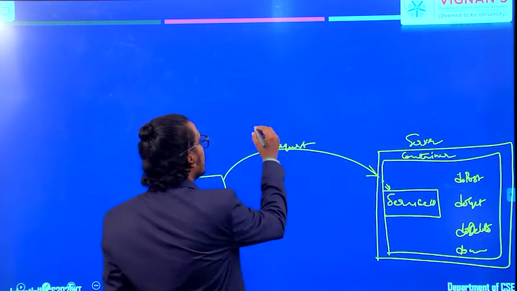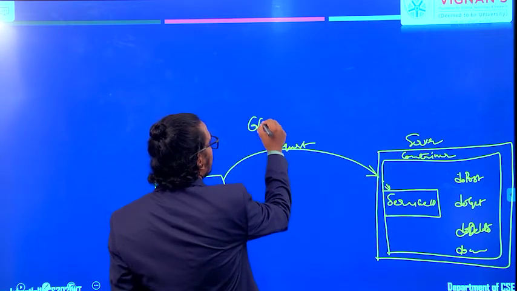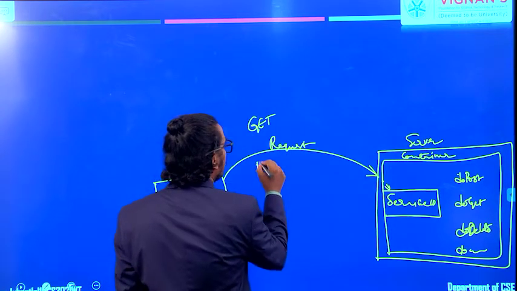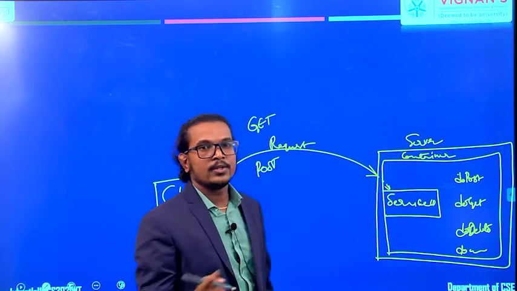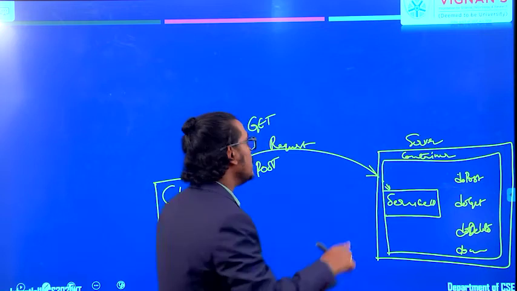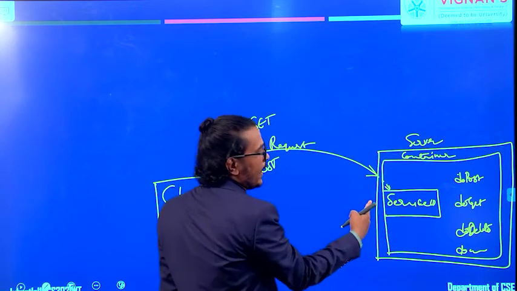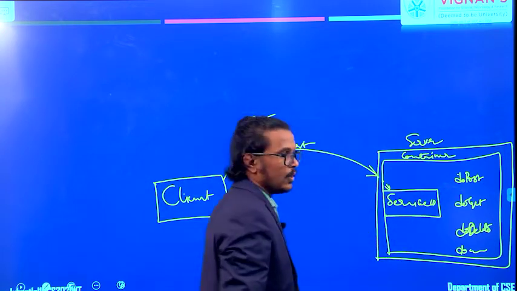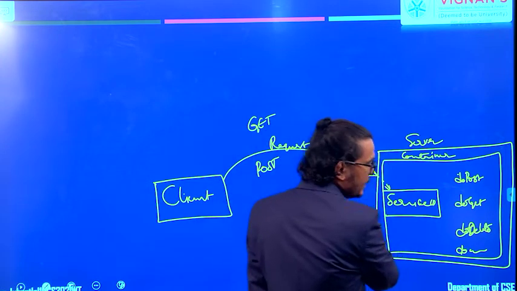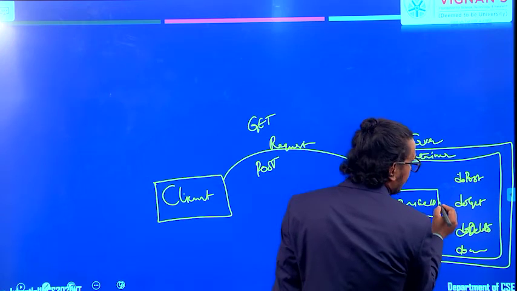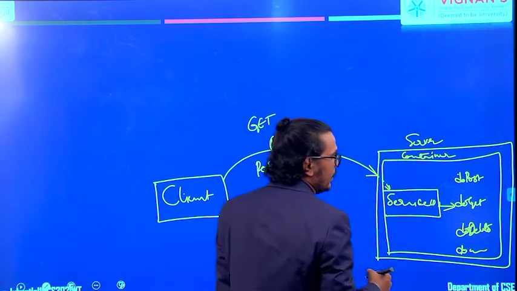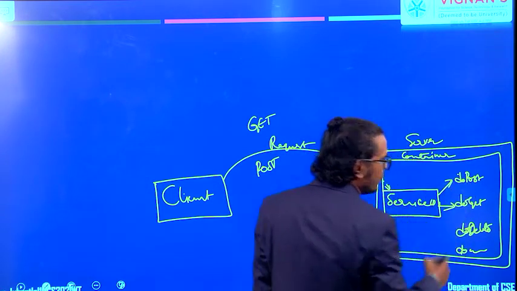Whether you are using the get request or the post request, based on that request type, your service method will divide. If the requesting information is using the get method, it will map to the get method. If it is a post method, it will map to the post method.